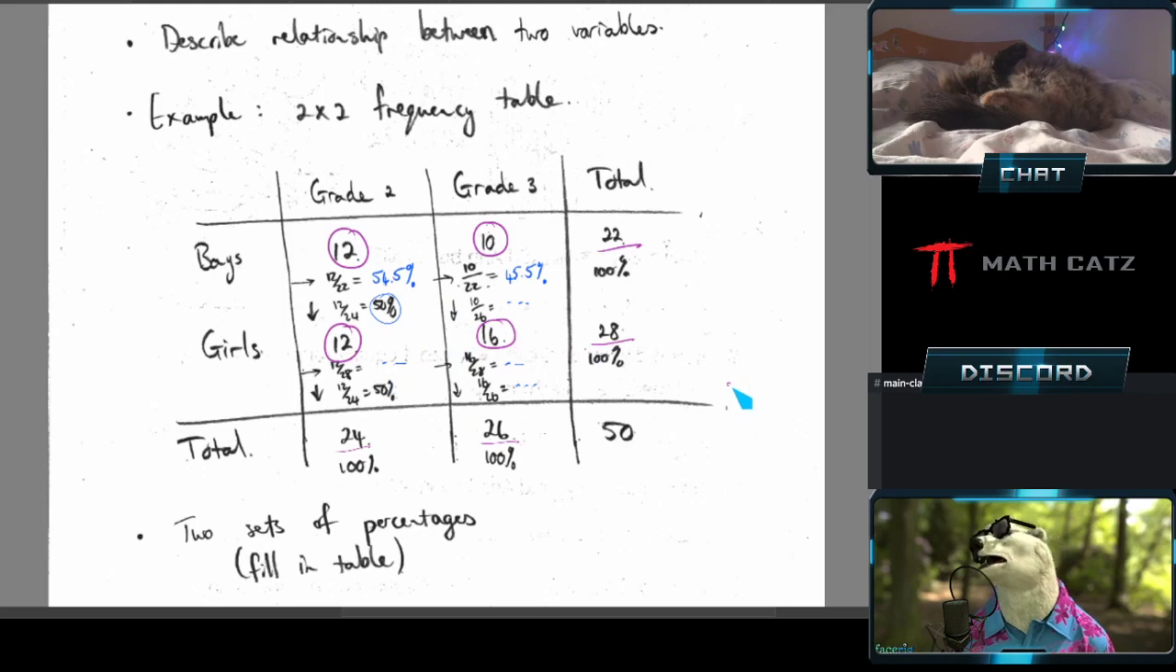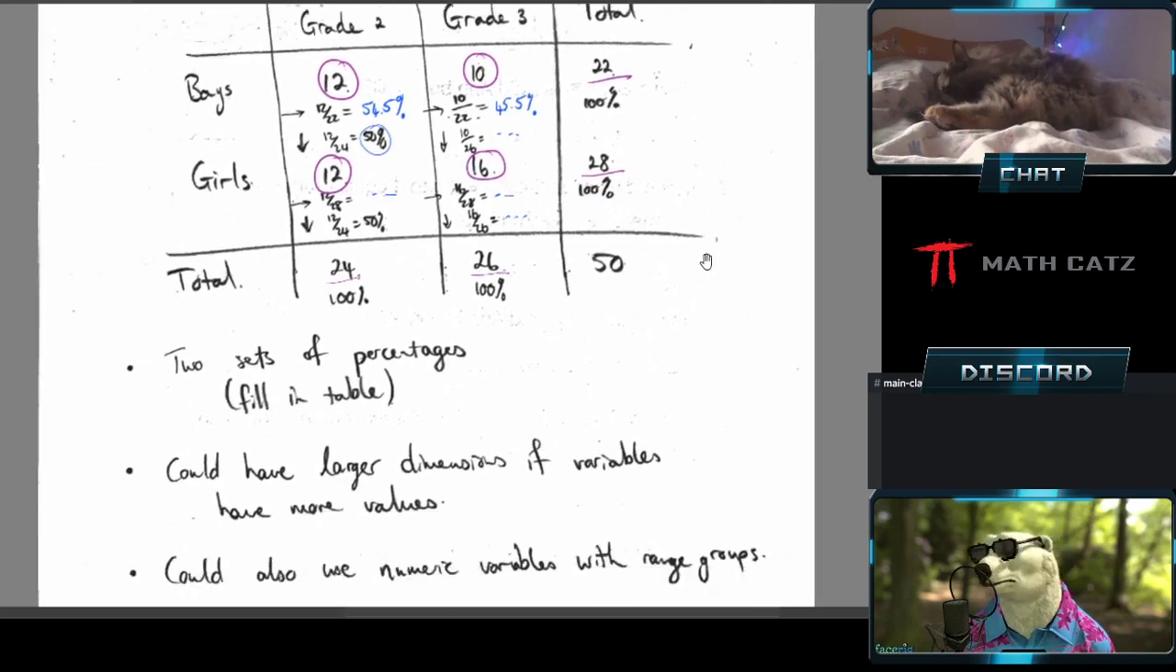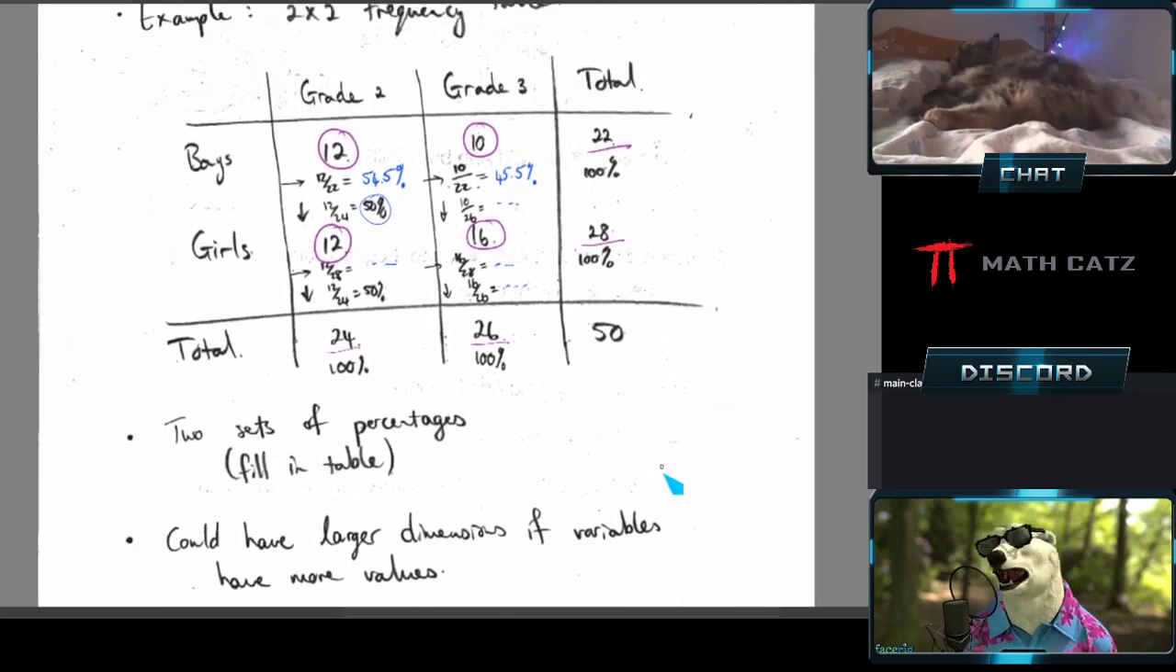Now, we don't necessarily want to look at all of the percentages. Some will have more meaning to us than others, but they are certainly all possible. Like I said, I could have larger dimensions of variables with more values. Nothing changes in how I can set this up and present my frequencies, my relative frequencies, my percentages. It's just more of the same. So we'll stick with 2 by 2 now.